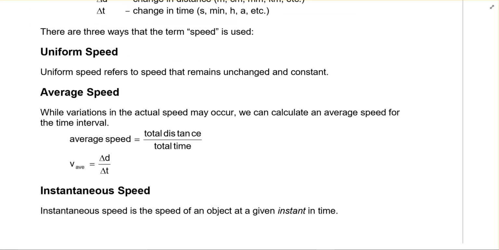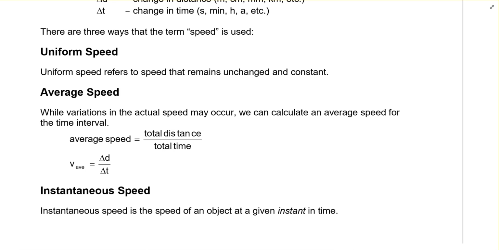There are three ways that the term speed is used. So uniform speed would just really mean that it's going the exact same speed all the time. Let's say you were on the highway and you had your cruise control set to 100 and it was like a perfect cruise control where it didn't ever come off that. That would be uniform speed.